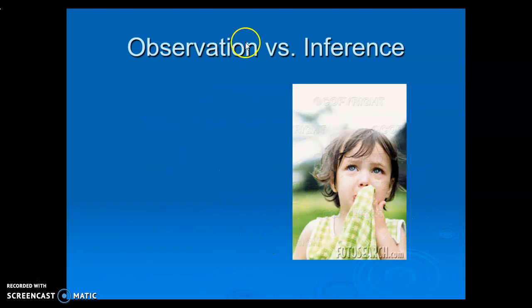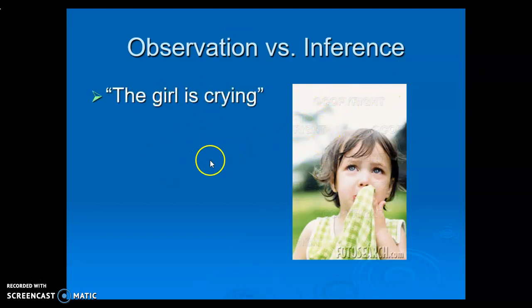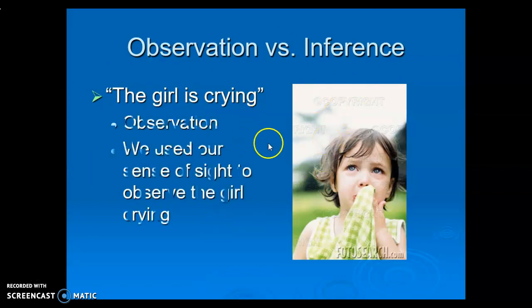So we're going to do a quick comparison between observation and inference. You see we've got a girl right here in this picture, and she's crying. You could make all kinds of observations about her. She's holding a blanket. She has a green shirt or dress on, brown hair, and so on and so forth. The observation that we're going to go with today is that the girl is crying. Because we used our sense of sight to observe the girl crying, this is an observation, it's not an inference.